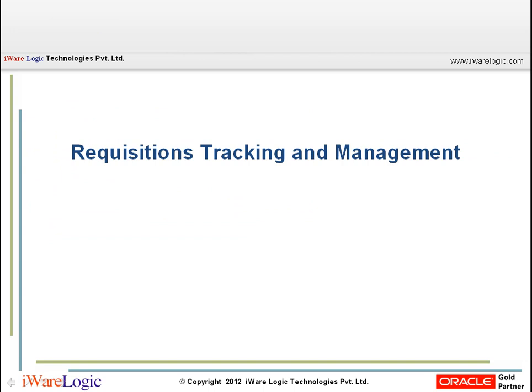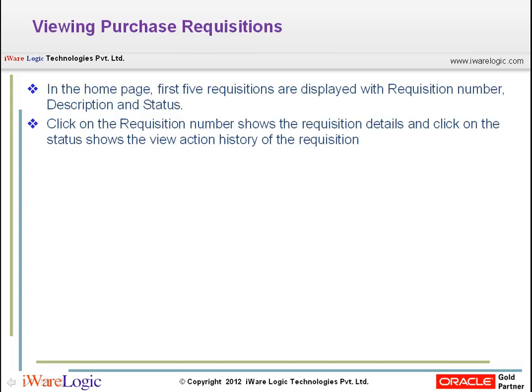Requisition tracking and management. We can view the purchase requisitions. On the home page, the first 5 requisitions are displayed with the requisition number, description and status. Click on the requisition number to show the requisition details, and click on the status to give you the history or action history of the requisition.